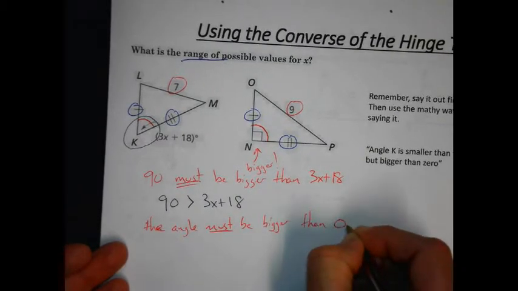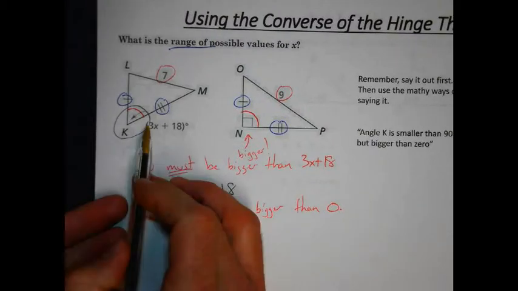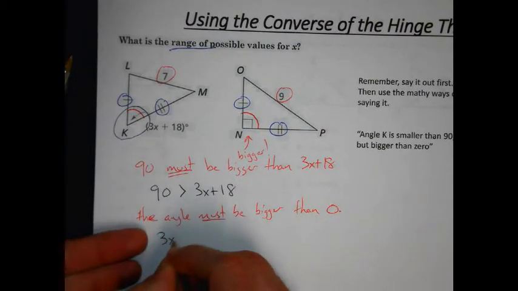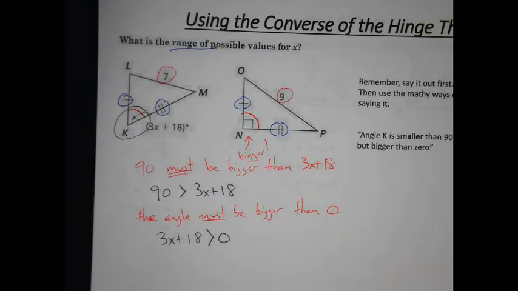So how would we write that in mathy terms? Well, the angle here is 3x plus 18. So we're saying 3x plus 18 must be greater than 0. Okay, so we have our two things, and now we solve for x in either one of them.